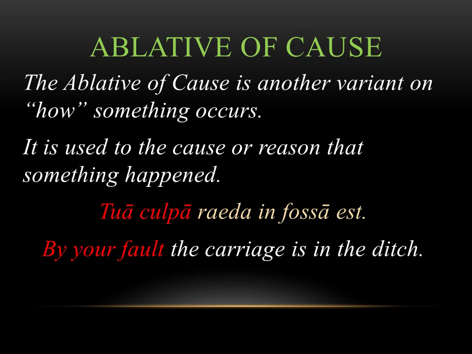The ablative of cause here is tua culpa. You can see the long A ending makes it ablative. You're explaining the reason why the carriage is in the ditch. So in other words, you're saying, how did the carriage end up in the ditch? Or why is it in the ditch? The answer is, it's by your fault, or it's your fault that. That's what we call the ablative of cause, because tua culpa is the cause for the carriage being in the ditch, if that makes sense.